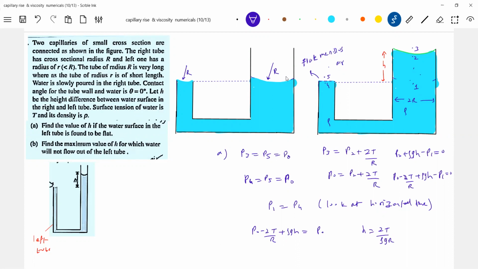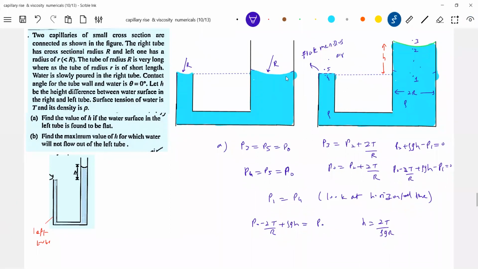Let's now find the maximum value of h for which the water will not flow out of the left tube. What actually happens here? Initially you see this was curved, no? As the water level starts increasing, what will happen to the curvature? It was having curvature. The curvature starts decreasing, becomes flat, then it will become concave, and finally at one particular point it will emerge out.